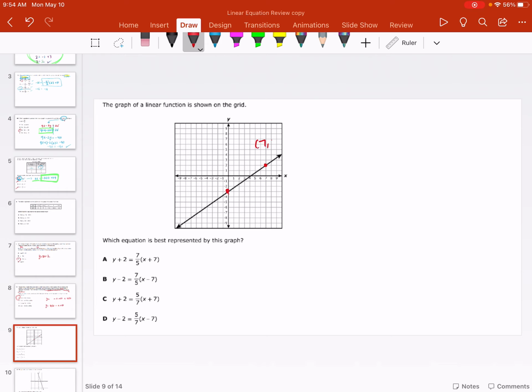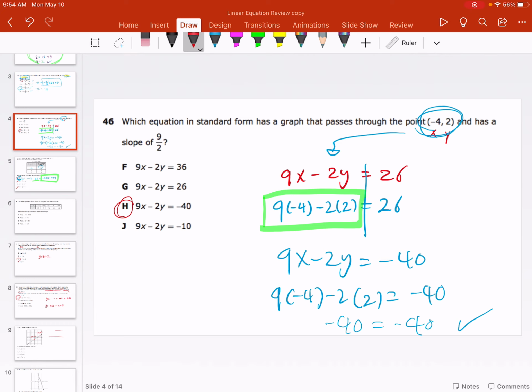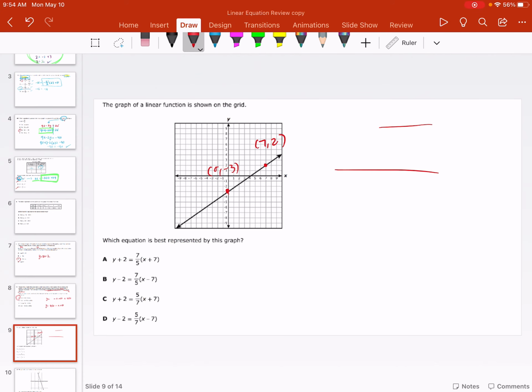What? 7, 2 and what? 0, negative 3. Find slope, find equation using the formulas that we used here, like here, and then solve for x. That's one way you can do. Let's say you do not want to do it. There's another way for graphing. Graphing is so much easier.